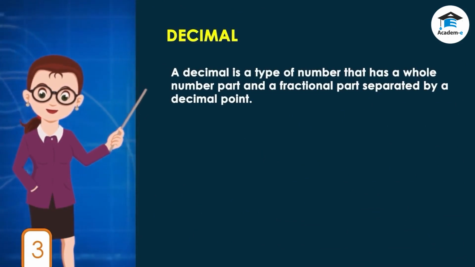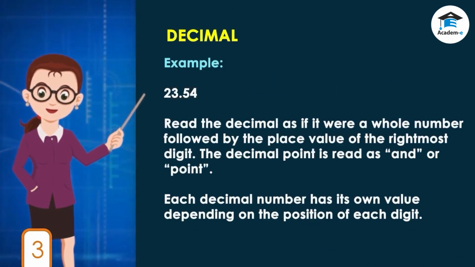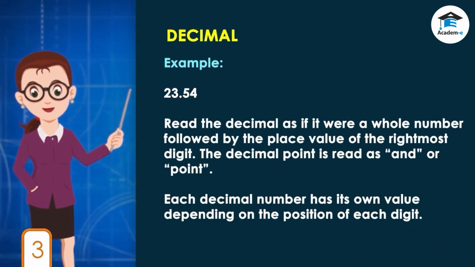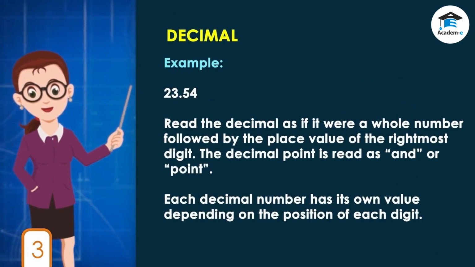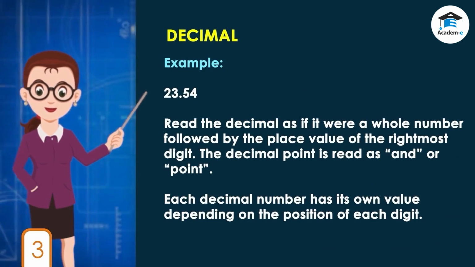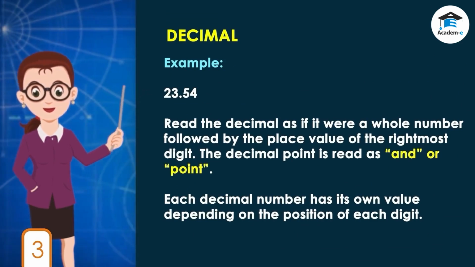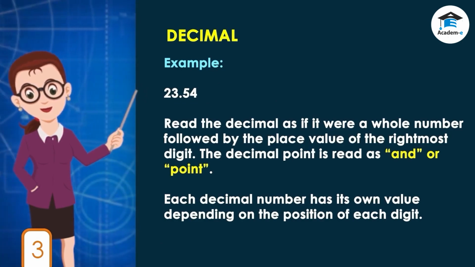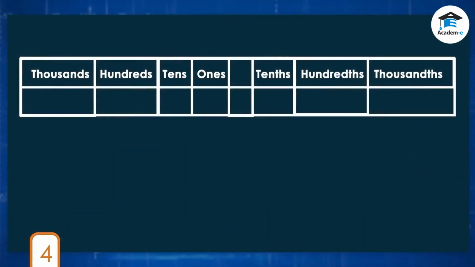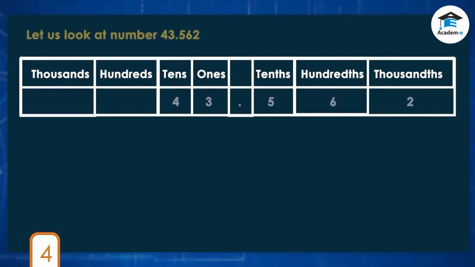by a decimal point. Read the decimals as if it were a whole number followed by the place value of the rightmost digit. The decimal point is read as "and" or "point." Each decimal number has its own value depending on the position of each digit. We can use the place value chart to help us determine the position and value of the digits.